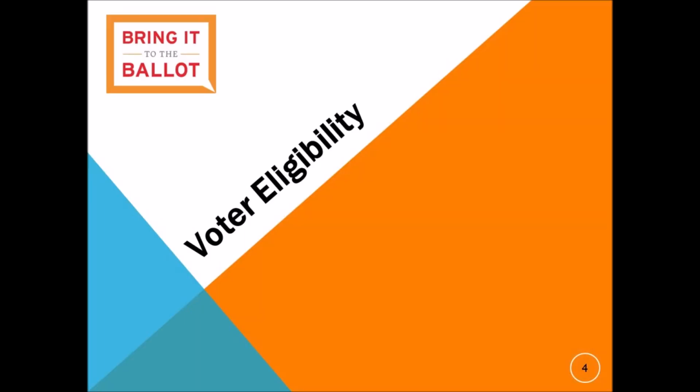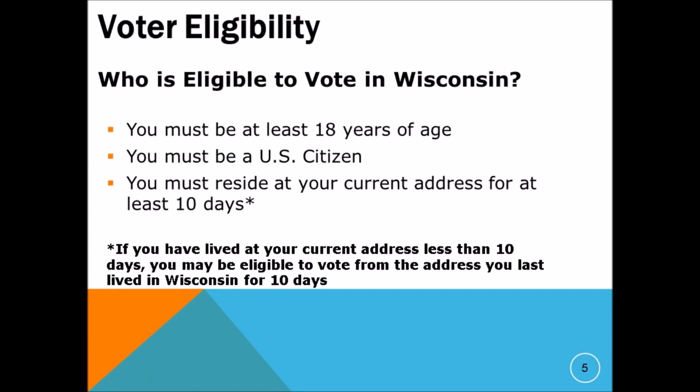So let's get started by outlining who is eligible to vote in Wisconsin. To vote in Wisconsin, you must be at least 18 years of age by the time of the election. You must also be a U.S. citizen. And you must also reside at your current address for at least 10 days prior to the election.